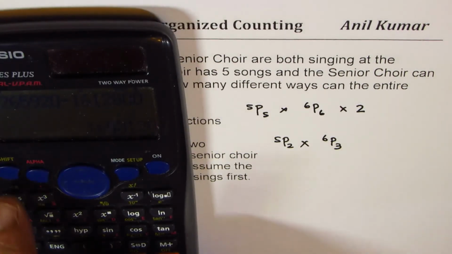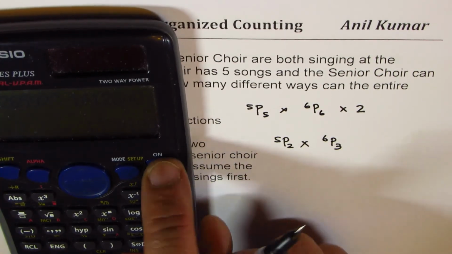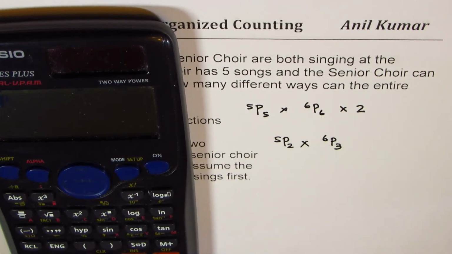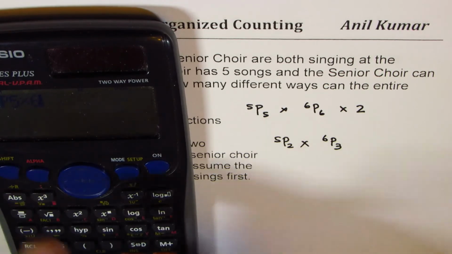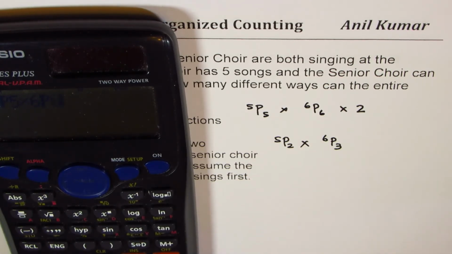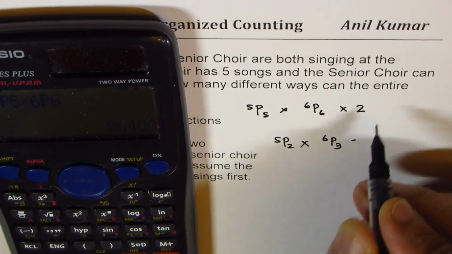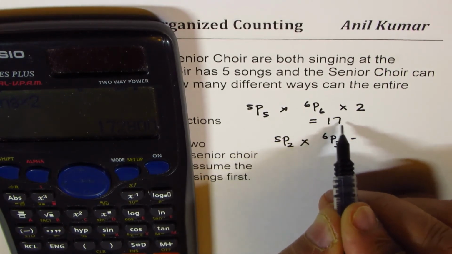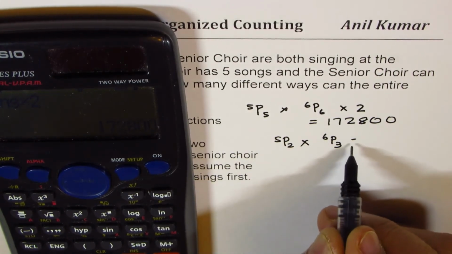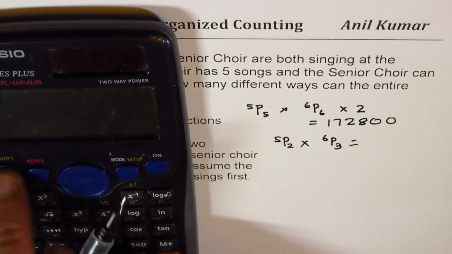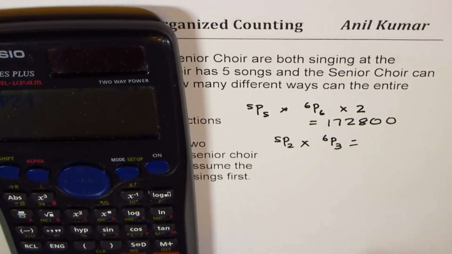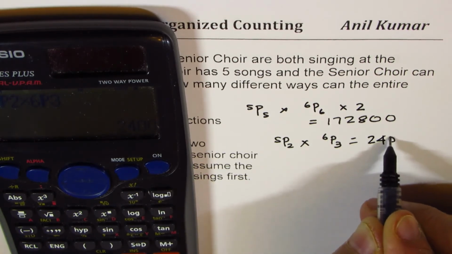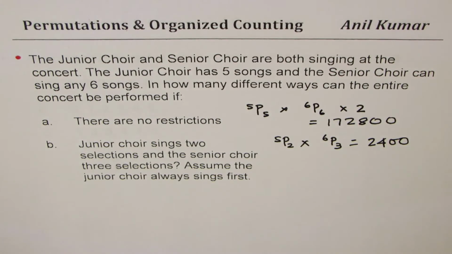Let's calculate. So we have 5P5 times 6P6, which is total, times 2. I have to multiply by 2, which is equal to, for the first one, 172,800. For the second one, we have 5P2 times 6P3, which gives us 2400 as our answer. Is it okay? So that is how these questions could be answered.